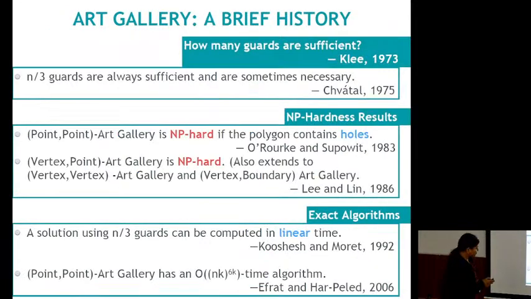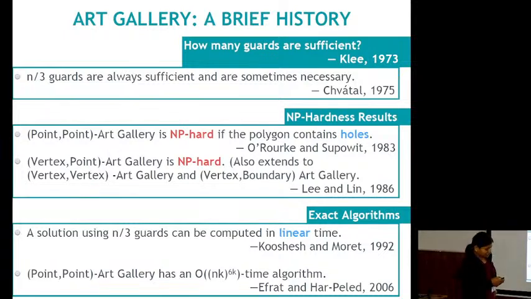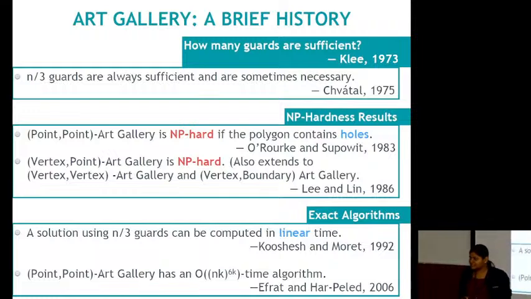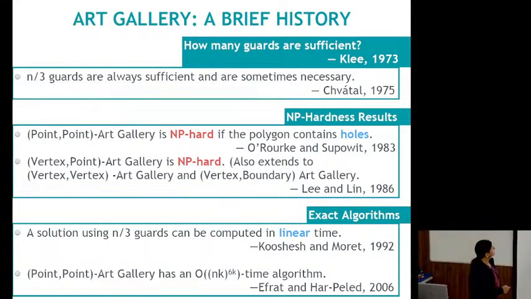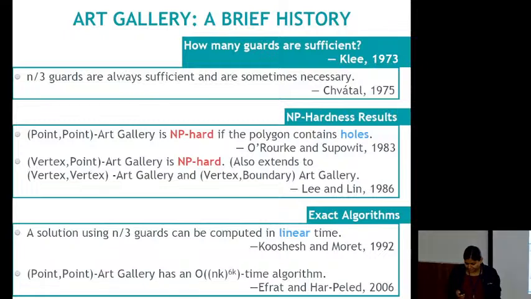So, some brief history. This is not a thorough literature survey, but a very, very brief history. The problem was posed back in 1973, where the question was asked how many guards are always sufficient to guard a given simple polygon, where n is the number of vertices of the polygon. And it was shown that n by 3 guards are always sufficient and sometimes necessary.